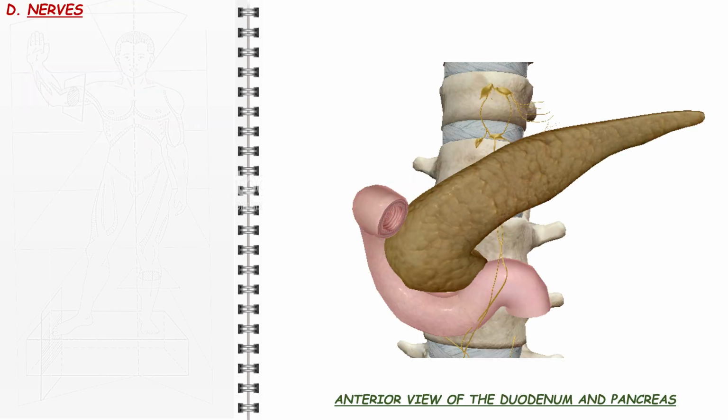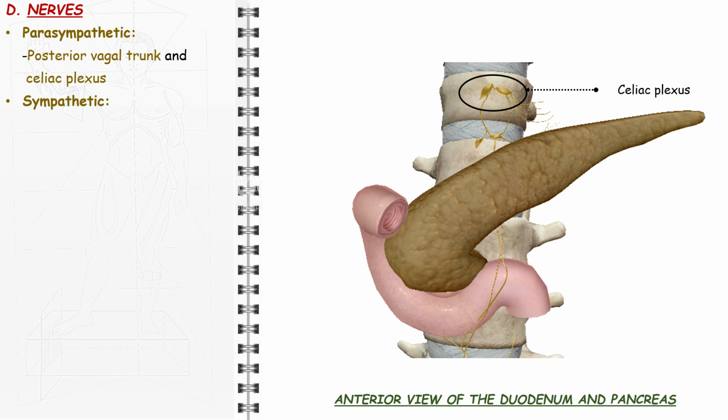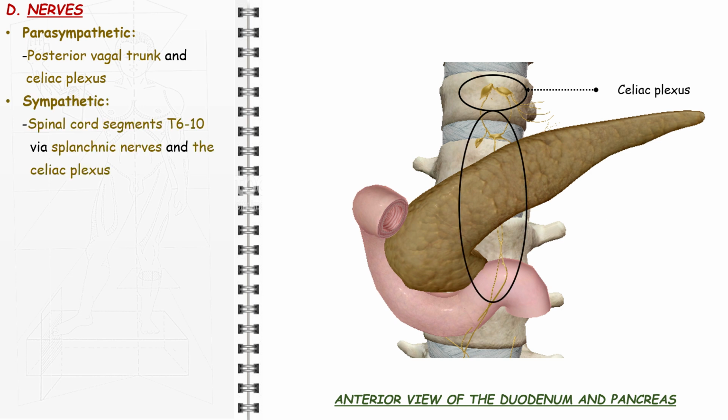The parasympathetic supply of the duodenum is held by the posterior vagal trunk and celiac plexus. The sympathetic supply is ensured by the spinal cord segments T6 to T10 via splanchnic nerves and the celiac plexus.